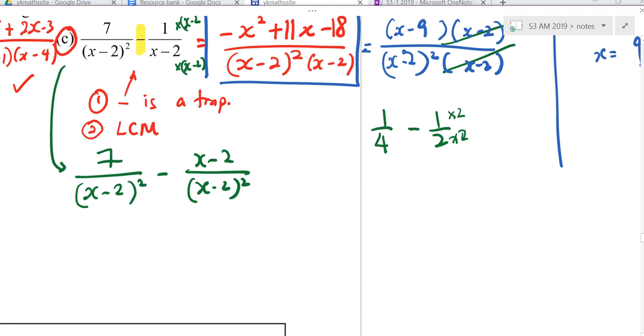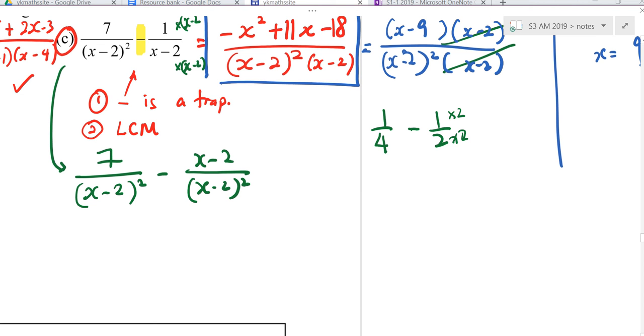You see the red one here? x minus 2 square times x minus 2 is x minus 2 cube. If I do this on top, there will be a very big thing. I have to mod 3 again to get back the same simple answer. Now, why do I say number 1 is a trap?